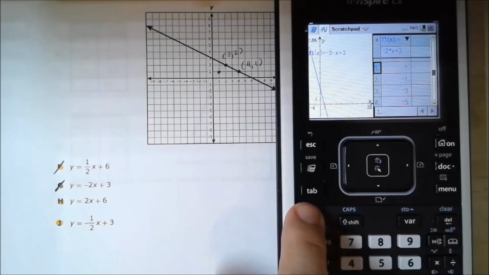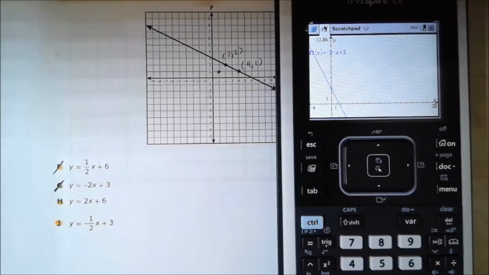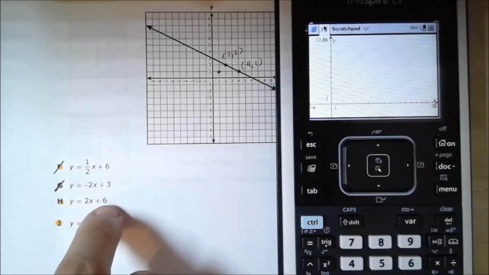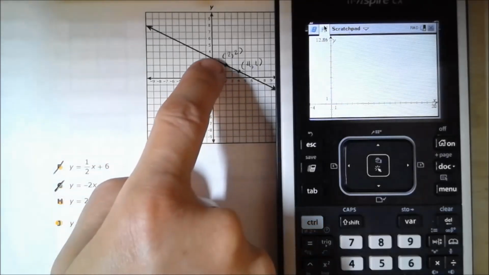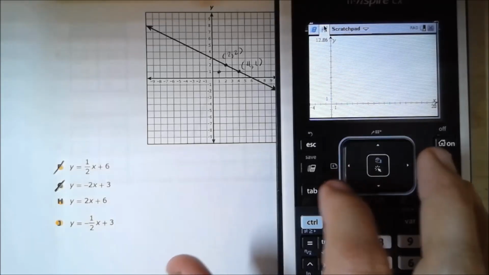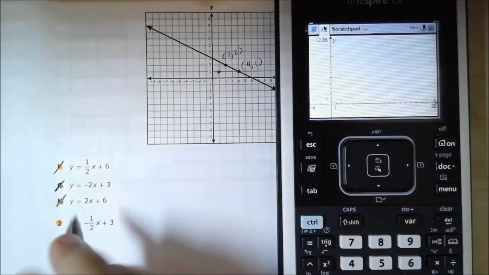I'm going to hit Control and T to get out of my table, and hit delete 3 times. I'm going to delete that one. I'm not even going to try 2x plus 6 because we already learned that 6 is not the right y-intercept. So 2x plus 6, that's an impossibility, so we're just going to cross it out. So it's going to have to be J.